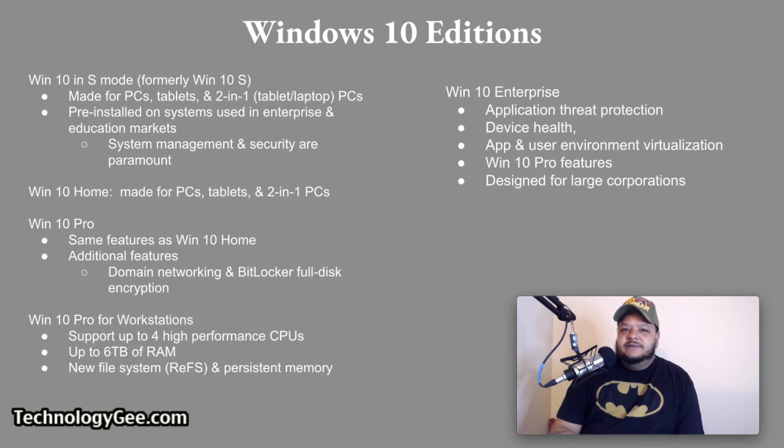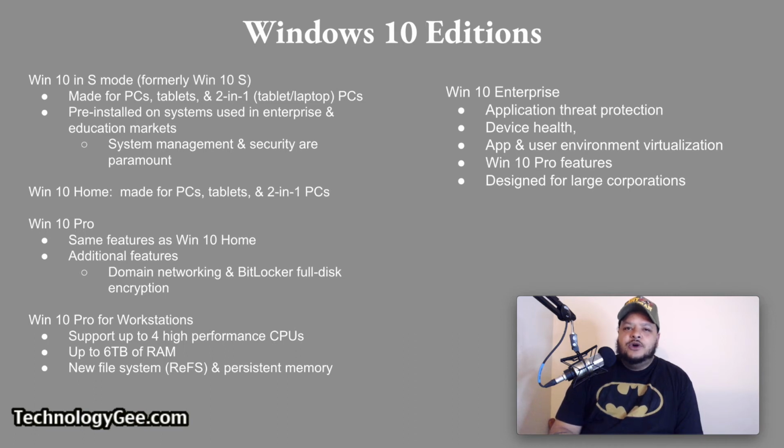Windows 10 is available in various editions made for various types of computers and uses. You have Windows 10 in S mode, formerly known as Windows 10S, that is made for PCs, tablets, and 2-in-1 PCs, which are tablets/laptops. It is pre-installed on systems that are used in enterprise and education markets where system management and security are paramount. You have Windows 10 Home, which is made for PCs, tablets, and 2-in-1 PCs.